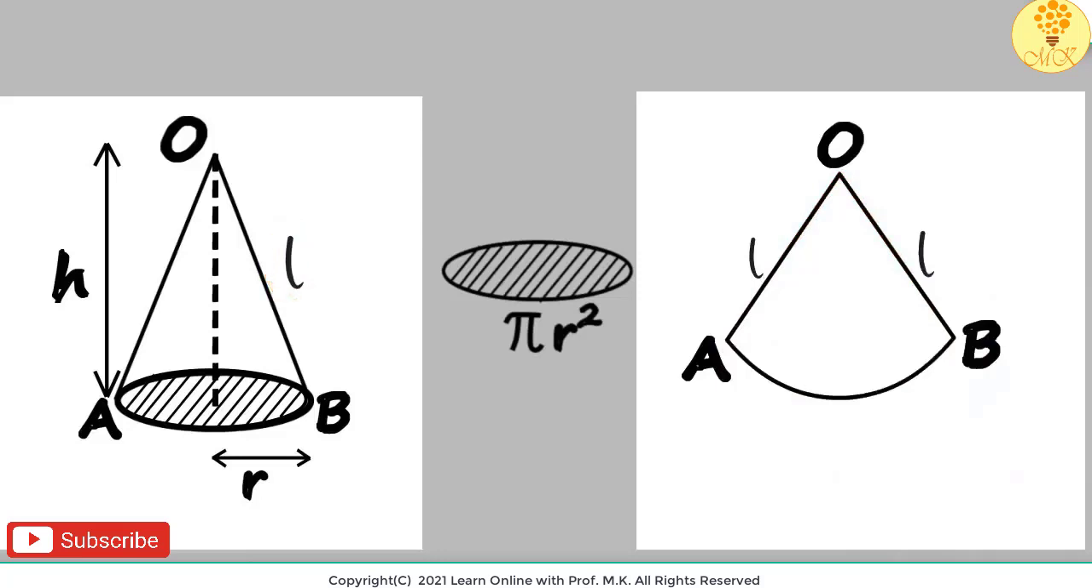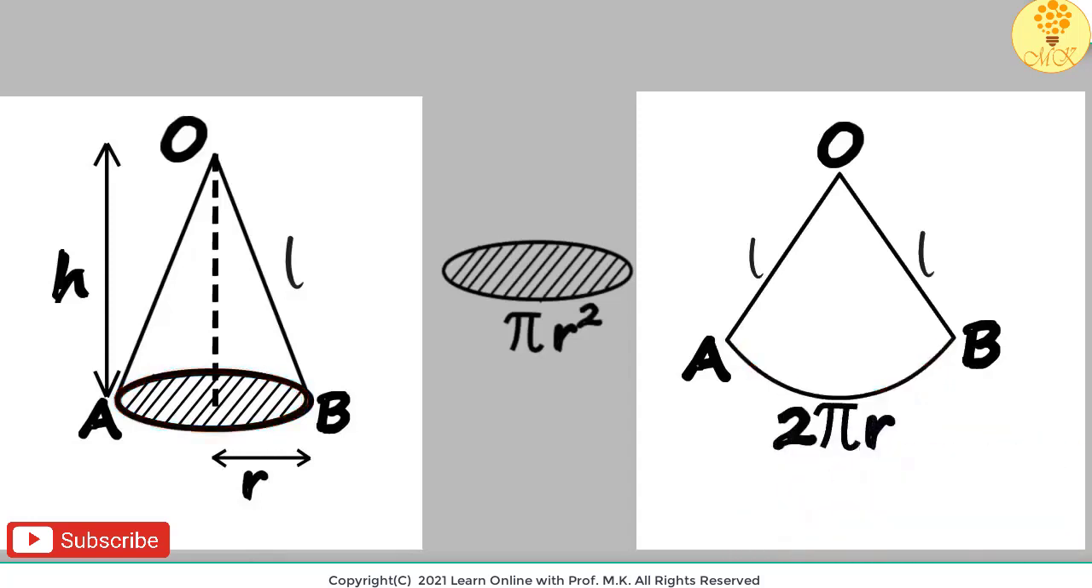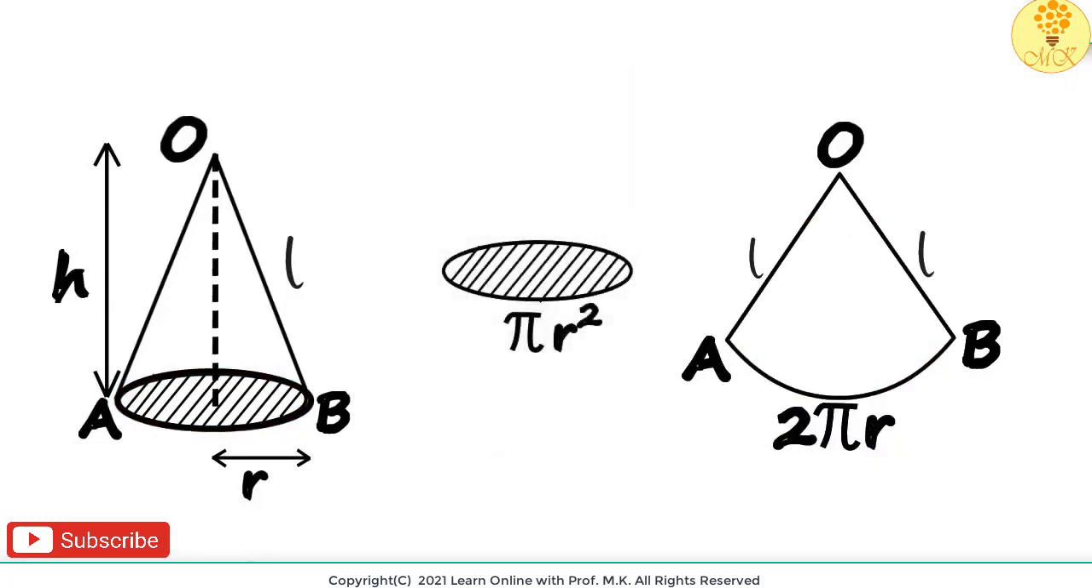Here's another interesting question. What will be the length of arc AB? This is an arc as we know that a sector is part of a circle. This arc is actually the circumference of the circular base. So the length of this arc will be 2 pi r. A sector is also defined by the angle it subtends at the center. Let us call it theta.